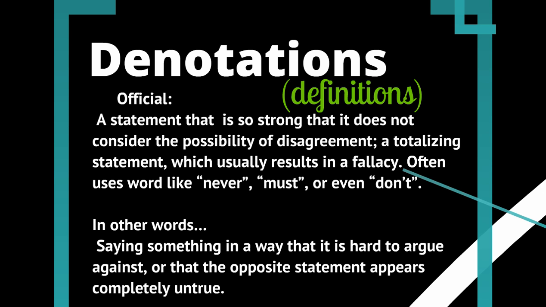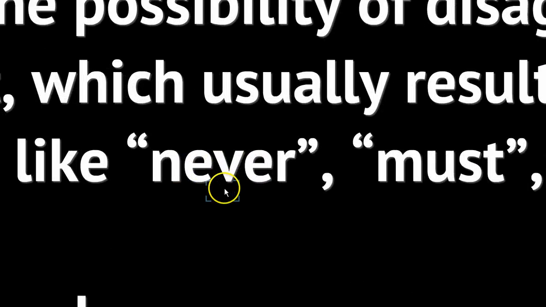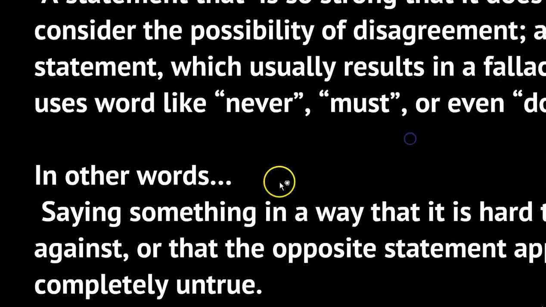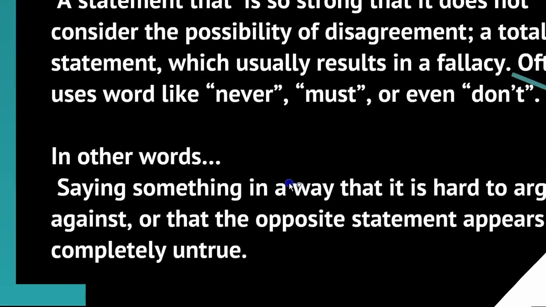They're definitely a trick that an author or speaker plays on their audience to try to get them to accept their idea. The official definition of absolutes is a statement that is so strong that it does not consider the possibility of disagreement. A totalizing statement, which usually results in a fallacy. They often use words like never, must, or even don't. When you see those words, that should be a clue to you that something is going on here. This could be an absolute, okay?